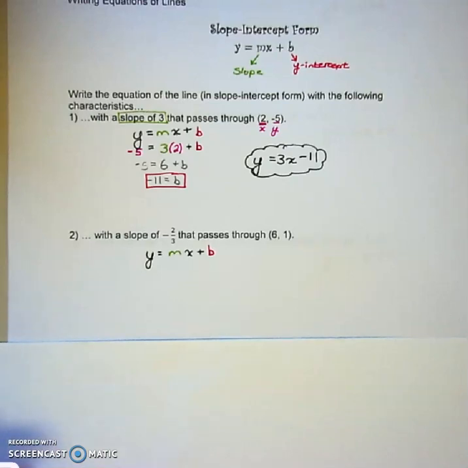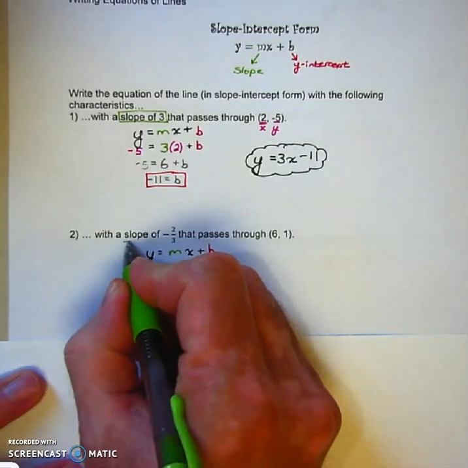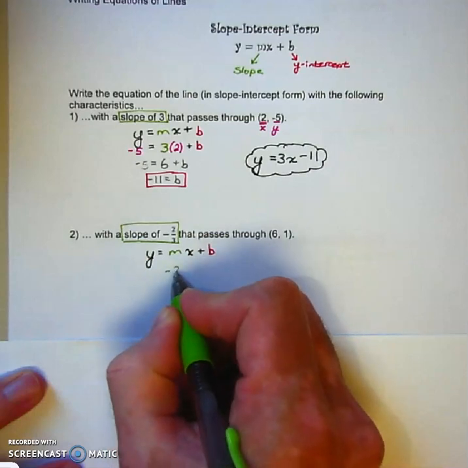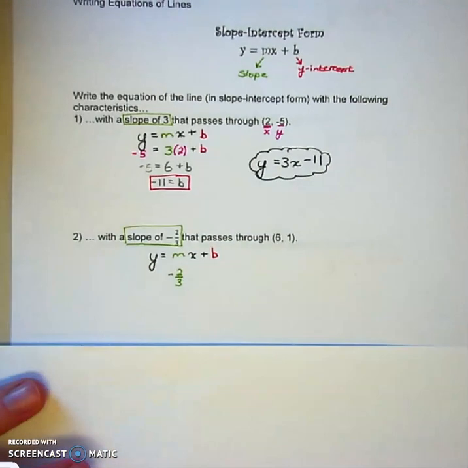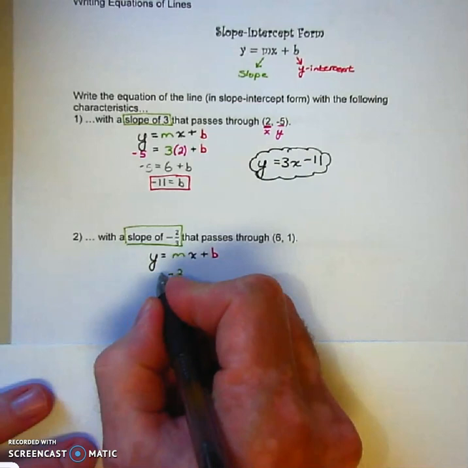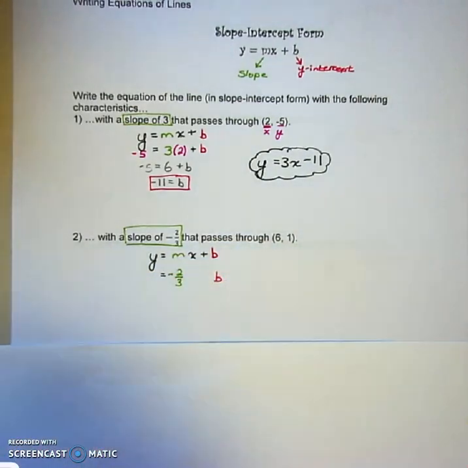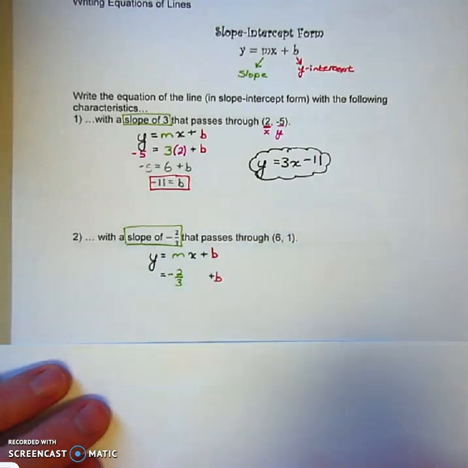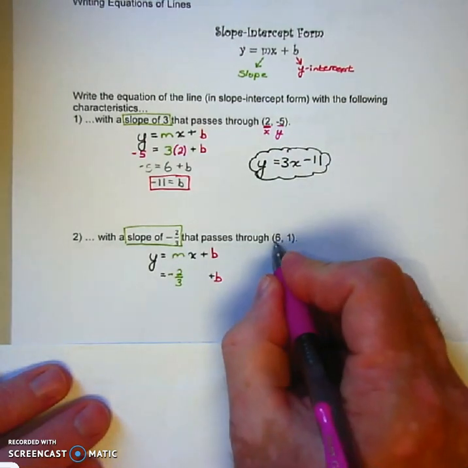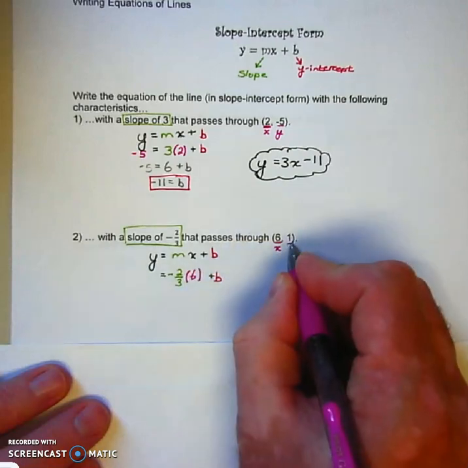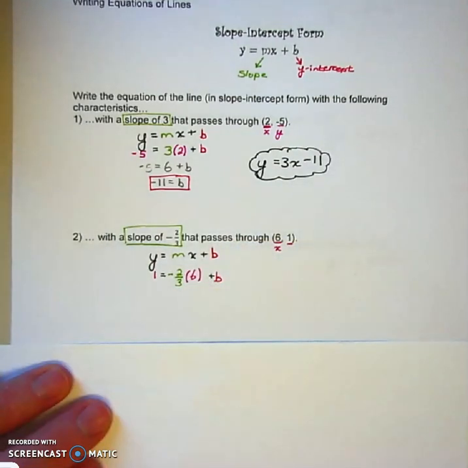Okay, welcome back. So number 2 is a lot like number 1 was. We have a given slope, so I can put that -2/3 right there for m. We don't know the b. We don't know the y-intercept, so I'm going to have a plus b hanging on here at the end. But what we do have is a very specific x of 6 and a very specific y of 1.